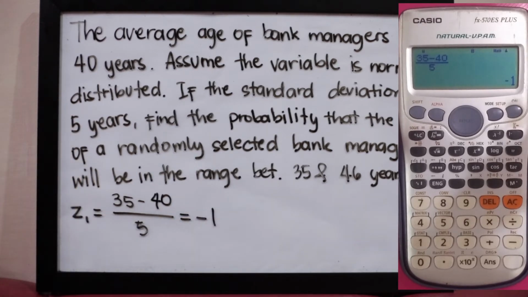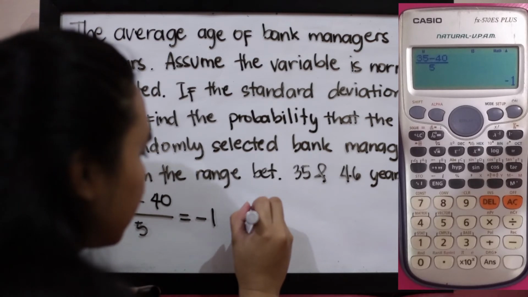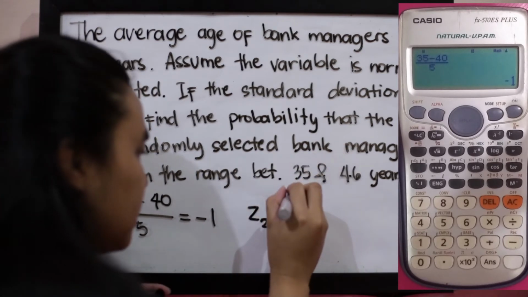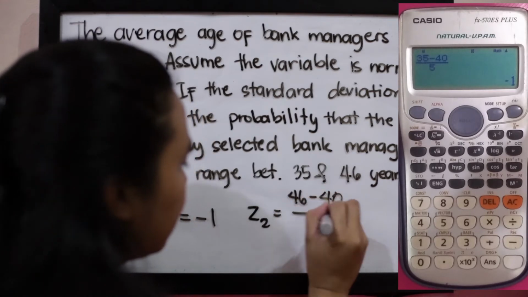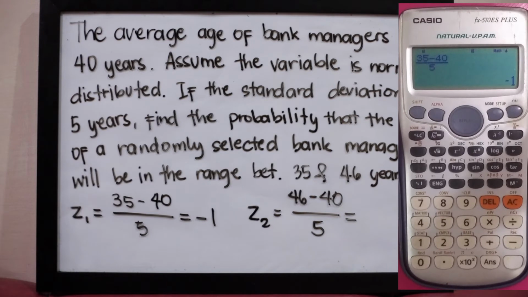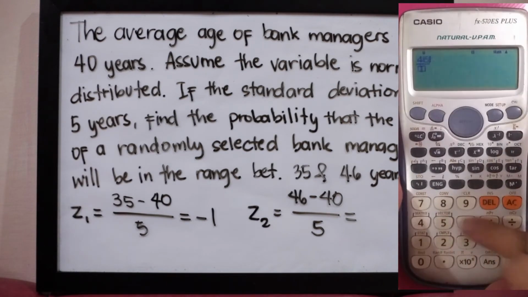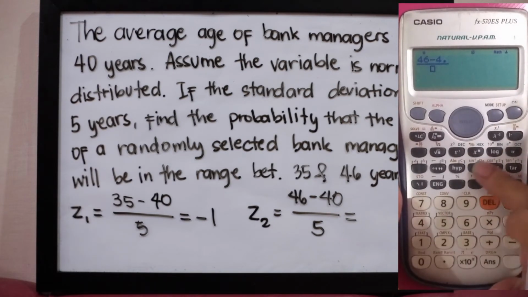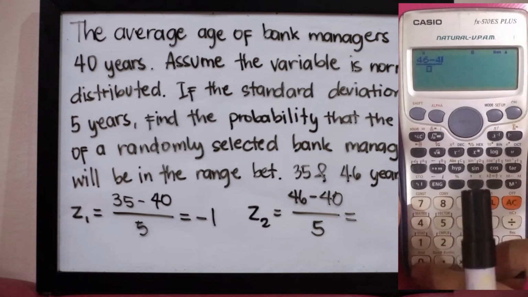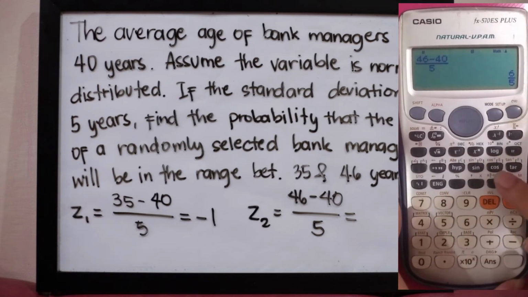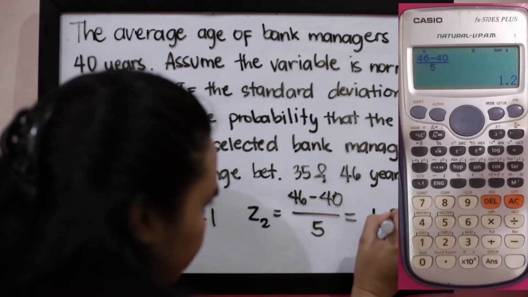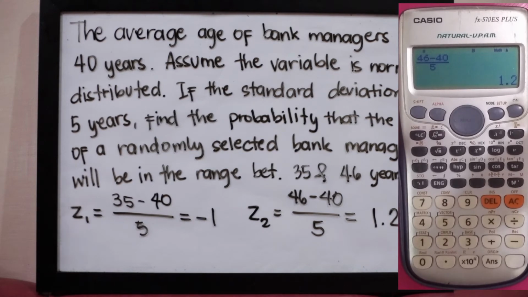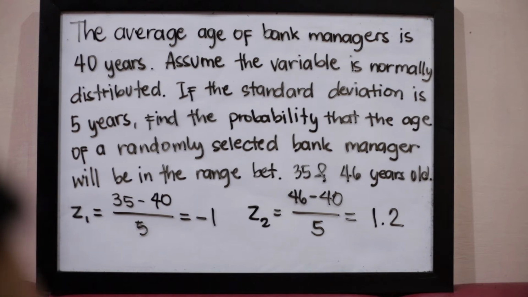And then, for the second z-score, it is 46 minus 40 all over 5. So, 46 minus 40 all over 5. That is 1.2. Next, we now have the z-scores. Let's now solve.